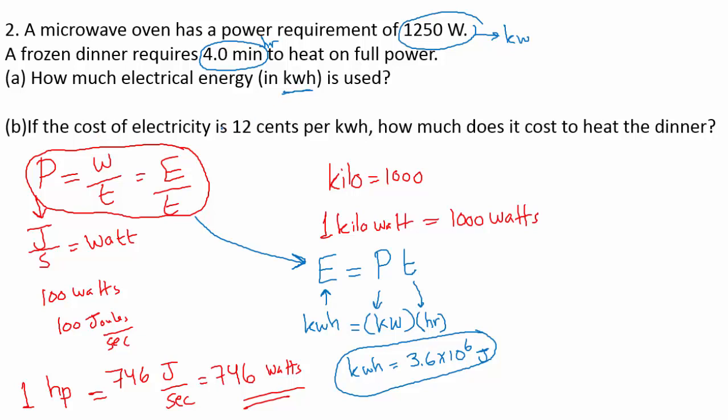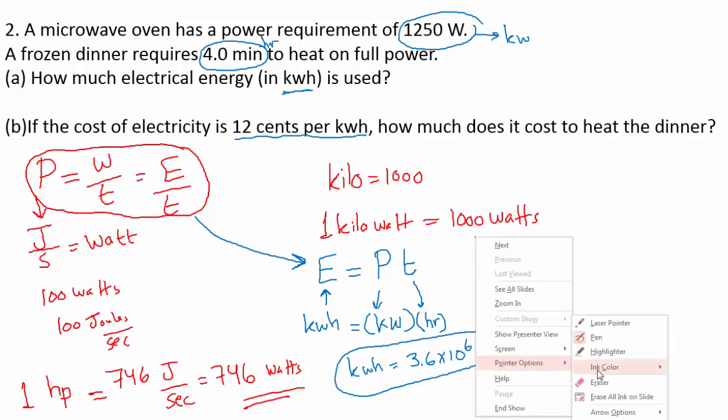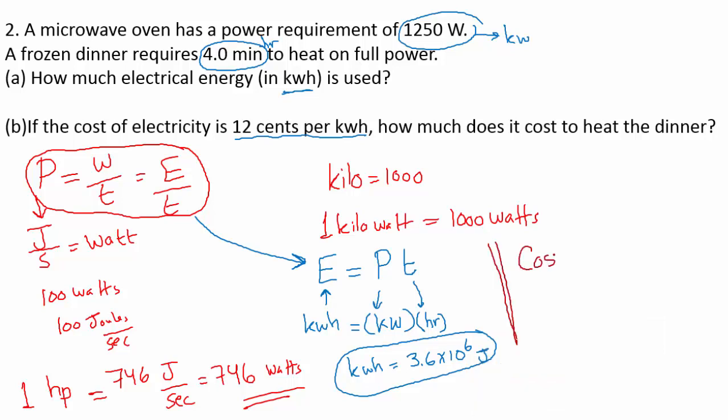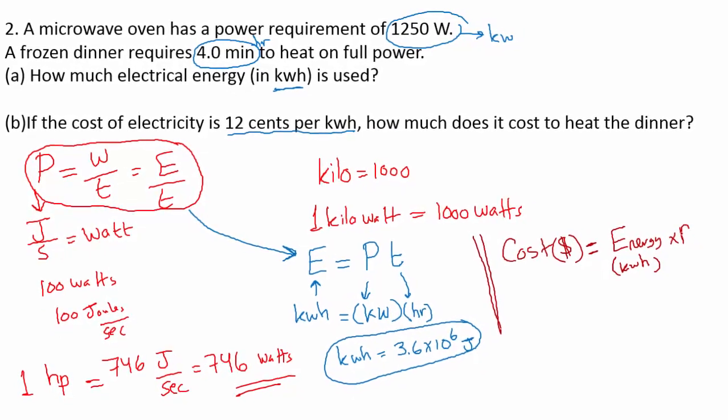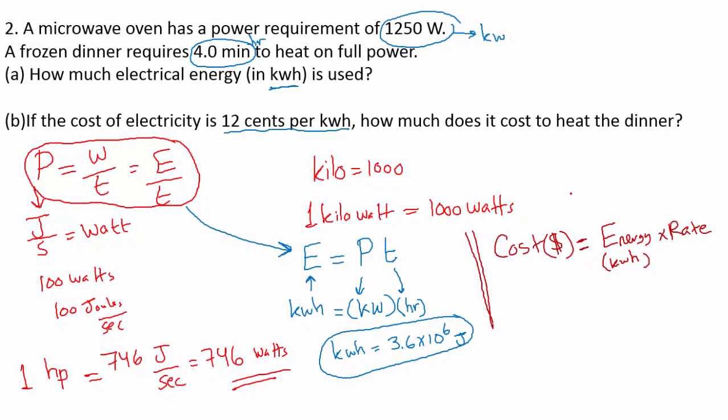Then if you're asked to find the cost, and you are given the rate here, the rate is 12 cents per kilowatt hour, and let me use a different font here. So to find the cost in dollars, for example, you have to multiply the energy consumed, and the energy has to be in kilowatt hour, by the rate at which the electric company is charging you. And here we are given the rate to be 12 cents per kilowatt hour.